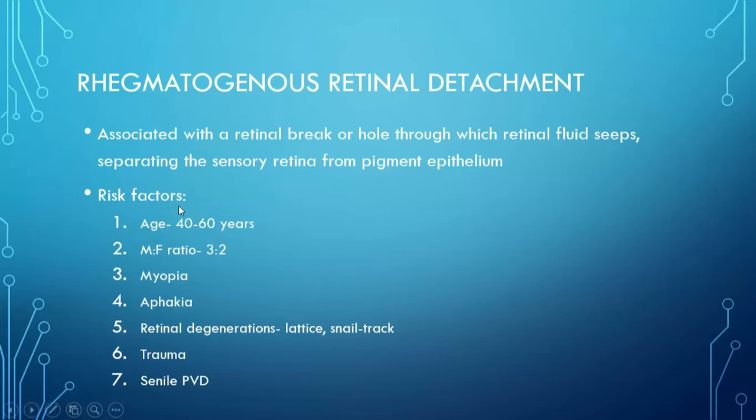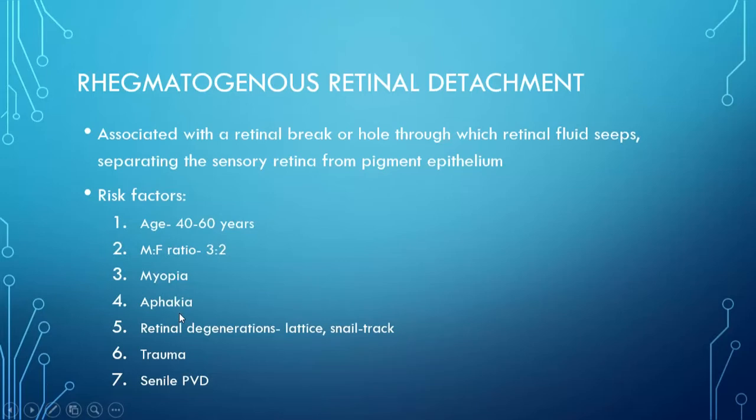So, what are the risk factors associated with rhegmatogenous retinal detachment? First is age. Most commonly, it occurs between 40 to 60 years of age, but age is no bar in these patients. It can occur even beyond 60 years. There is a higher male preponderance, the male to female ratio being 3 to 2. It usually occurs in myopics as they are associated with more retinal degenerations. So myopics are more prone to developing retinal detachment, especially the rhegmatogenous type.